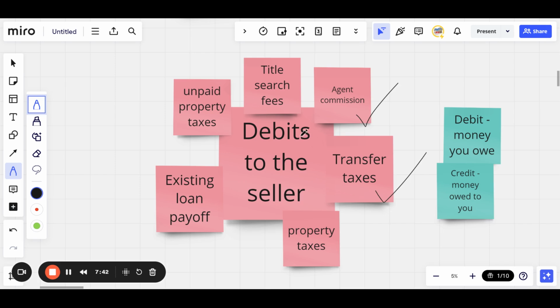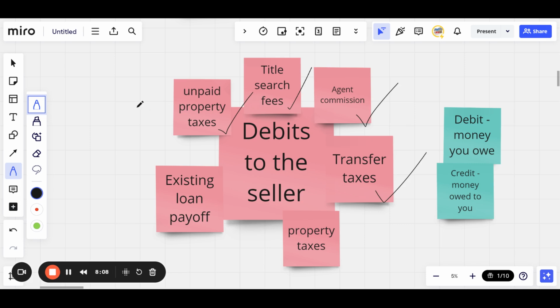Okay. Title search fees. So this is different than title insurance. This is basically when they're pulling the chain of title, the abstract of title. Those are going to be things that are incurred by the seller. The seller is going to have to pay those. Okay. Any unpaid property taxes.